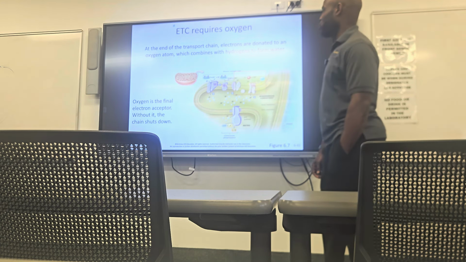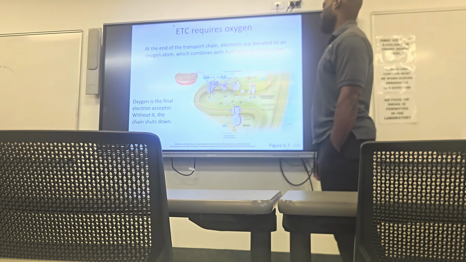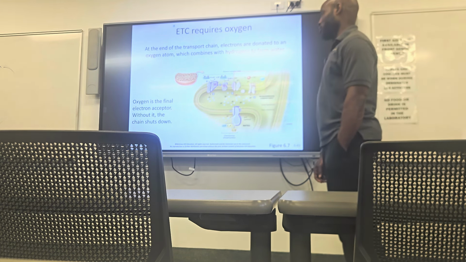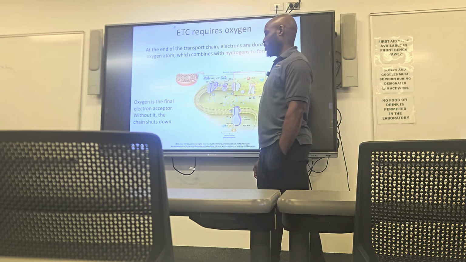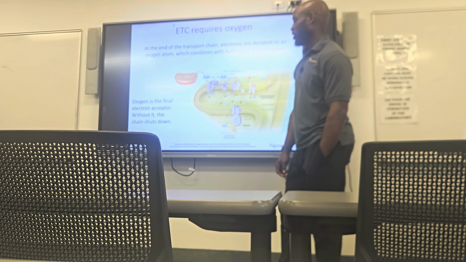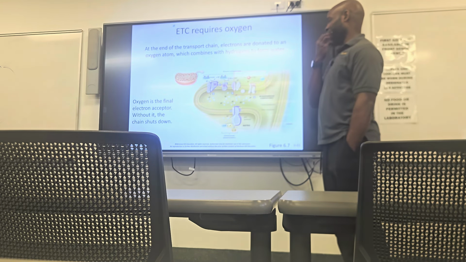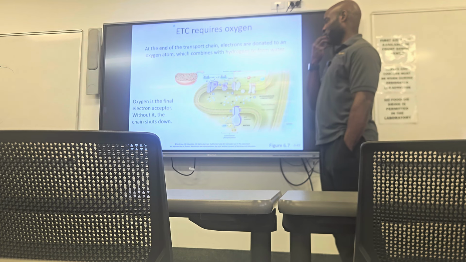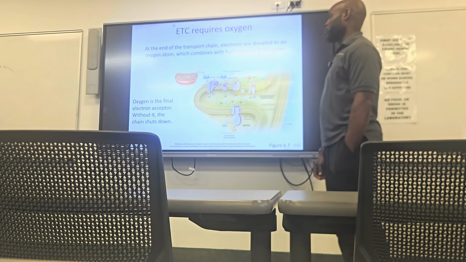At the end of the transport chain, electrons are donated to an oxygen atom and combined with hydrogen to form water. Oxygen is the final electron acceptor. Without it, the chain shuts down. Right? So we need oxygen to finally accept the electrons that we have transported down this electron transport chain, and then that makes water.